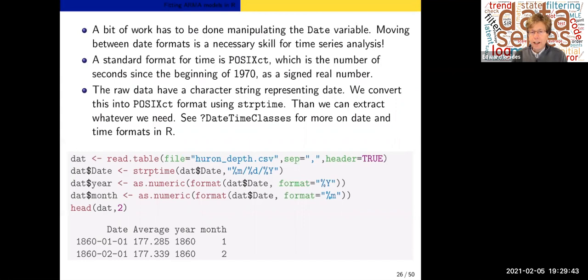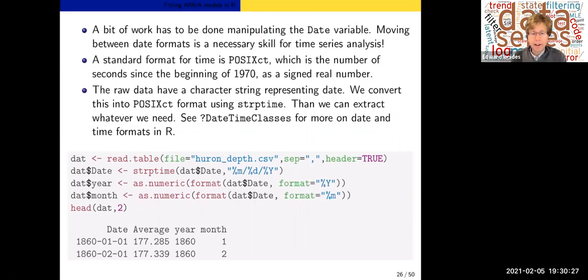And a standard format is something called POSIX-CT, the number of seconds since the beginning of 1970 as a signed real number, and the R function strptime maps various formats into this standard POSIX-CT format, and then you can extract whatever you need from that. And you can look at the R help on date time classes if you find yourself wanting to deal with any other related kind of date issue.